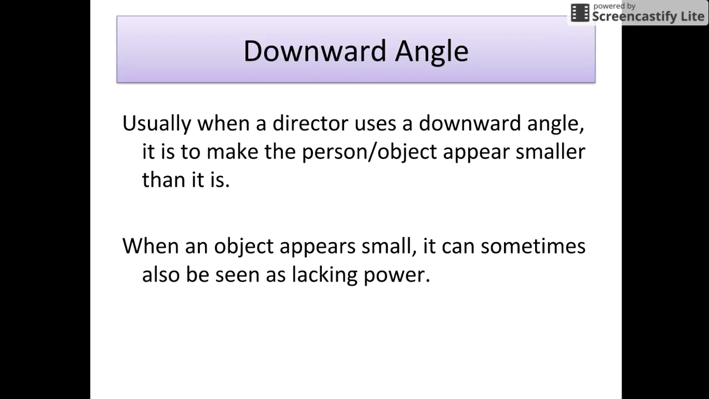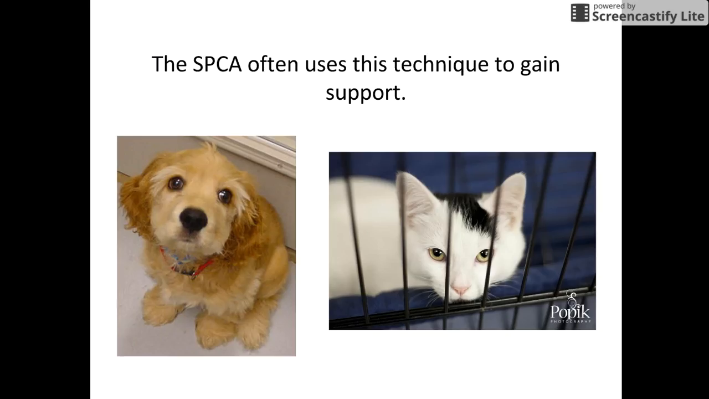Now, the opposite of an upward angle shot is a downward angle shot. Usually, when a director uses a downward angle, it's to make the person or object appear smaller than it is. And when an object appears small, it can sometimes also be seen as lacking power. So the same principle, but just the opposite. So the SPCA often uses this downward angle technique to help gain support. You look at both of these little animals, they're so cute. The downward angle shot makes them appear smaller than what they are.